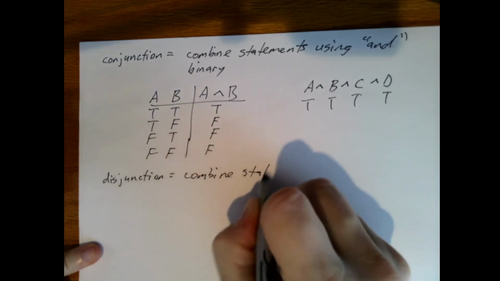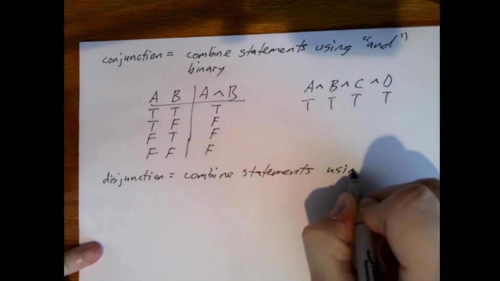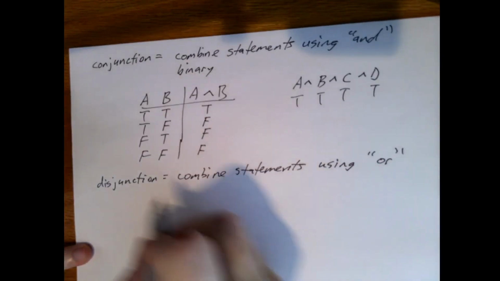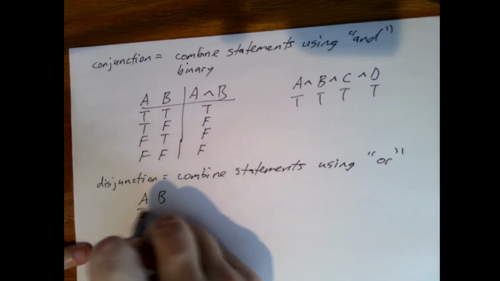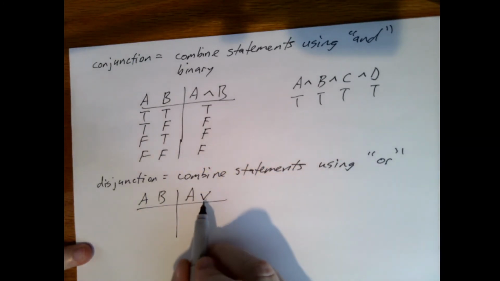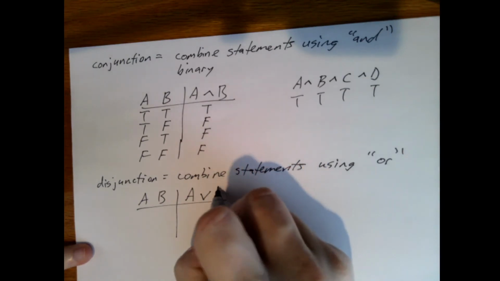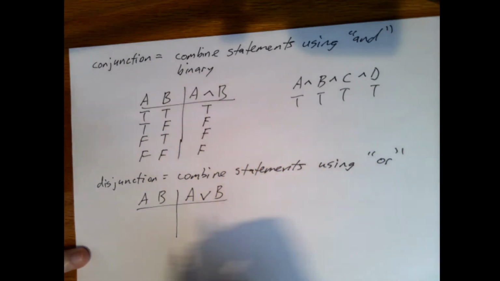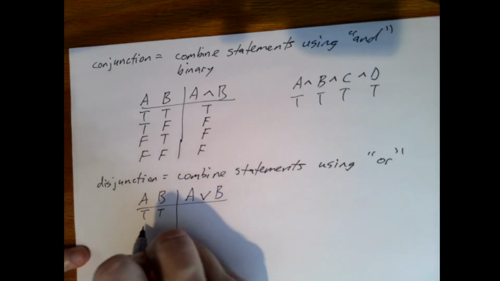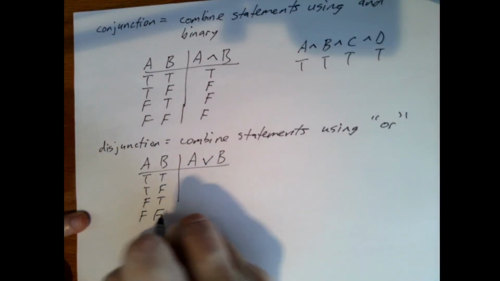Combine statements using the word or. So our truth table for this is this. This thing, it looks like a V, or sort of like a V, is the symbol that we typically would use. So once again, we have true, true, true, false, false, true, false, false.